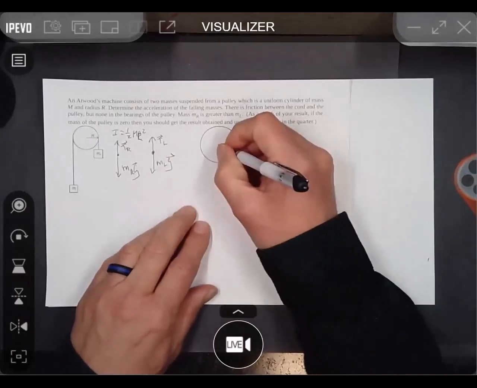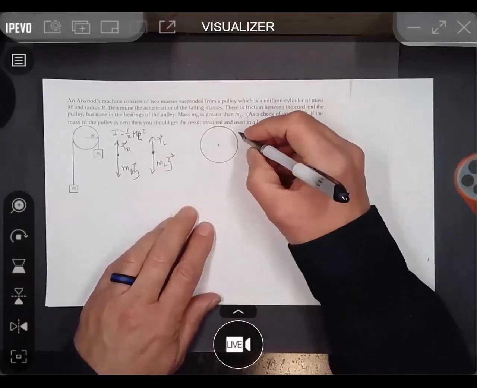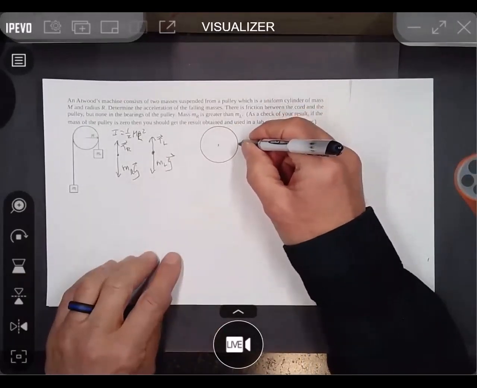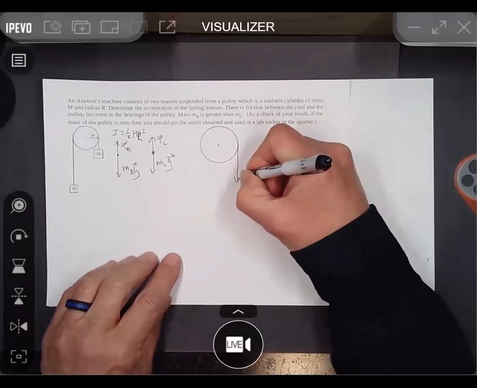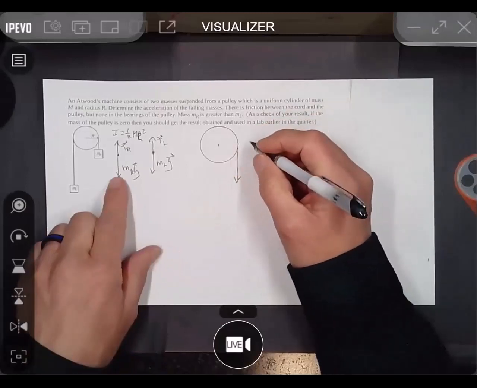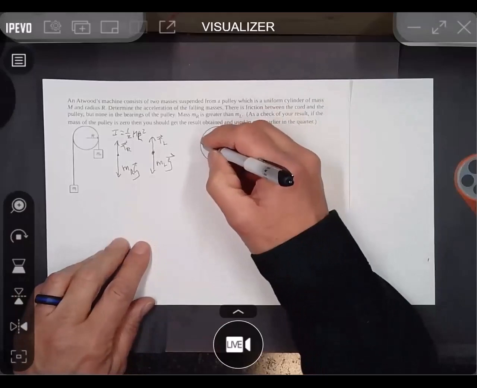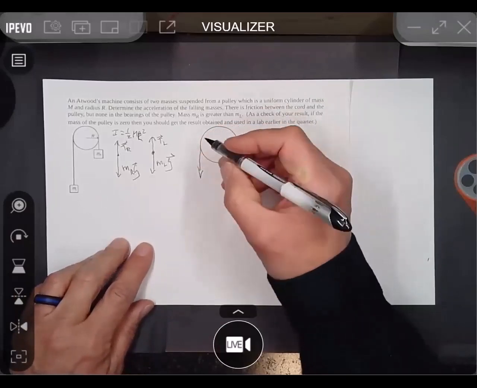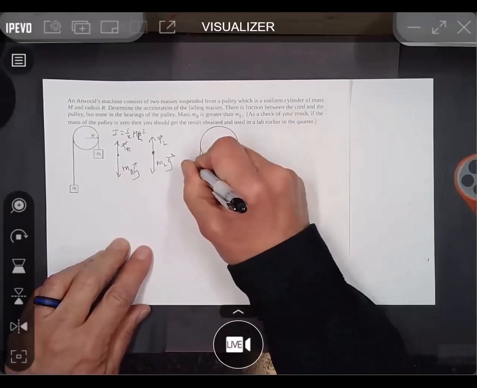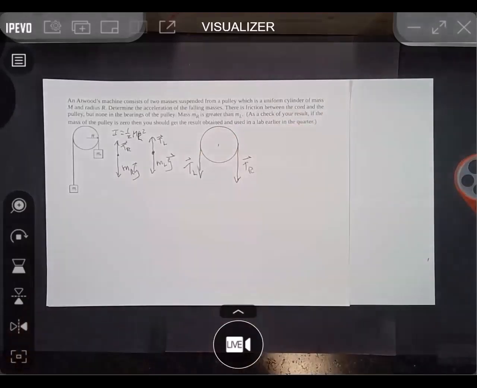Okay, so now we've got this thing, and I'm going to just apply the tension on the right. Actually, if I treat the tension on the left a little different, maybe we'll see what happens with this. So tension on the left, tension on the right.